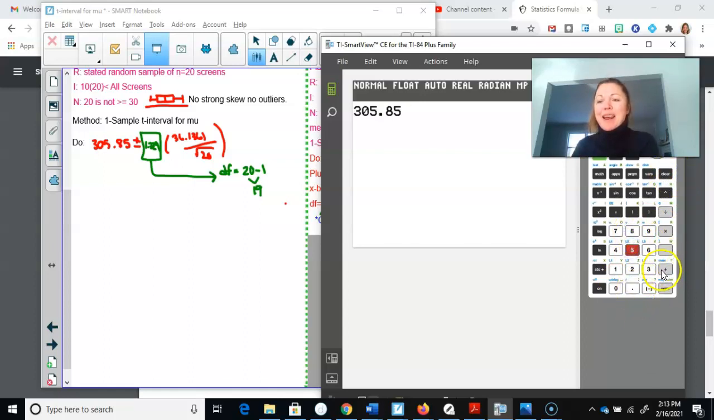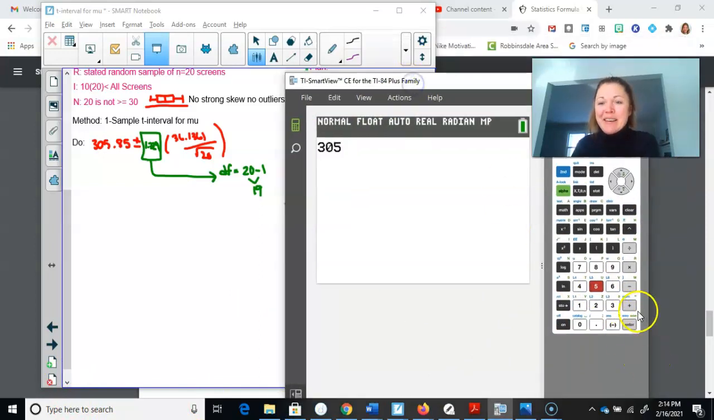305.85, and I'm going to add 1.729, excuse me. So little times, now watch how I type this in, 36.1361 divided by the square root. Oopsie. Let's go ahead and delete that. Let's do it again, times 2. I'm sure I'm not the only one who's made that mistake.